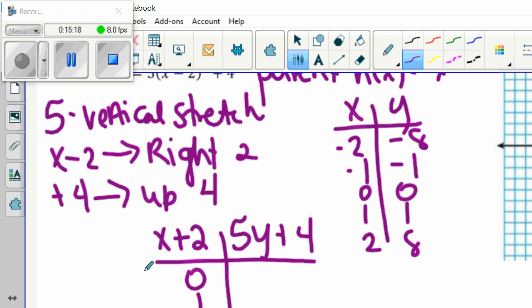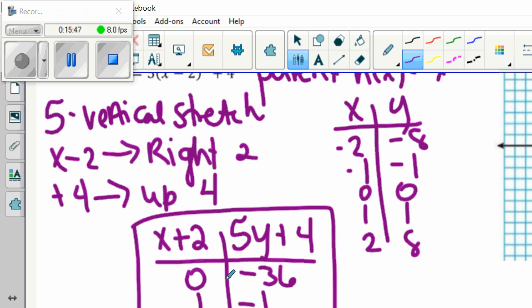Now I'm going to take my y values, multiply by 5, and then add 4. So negative 8 times 5 gets me negative 40. Negative 40 plus 4, negative 36. Negative 1 times 5 gets me negative 5. Negative 5 plus 4 gets me negative 1. 0 times 5 is 0. 0 plus 4 is 4. 1 times 5 is 5. 5 plus 4 is 9. 8 times 5 is 40. 40 plus 4, 44. These are the points that we're going to graph.